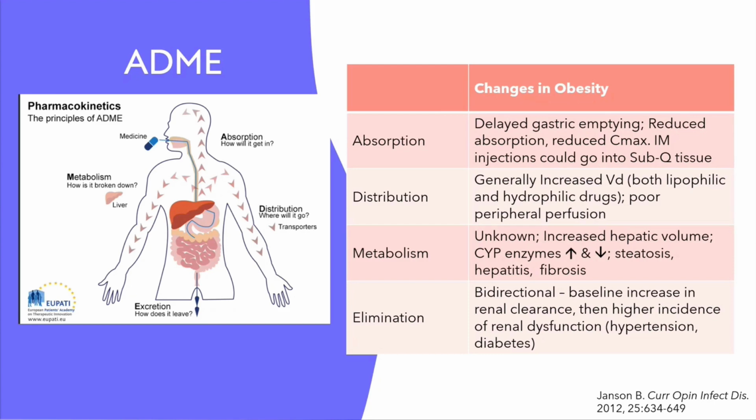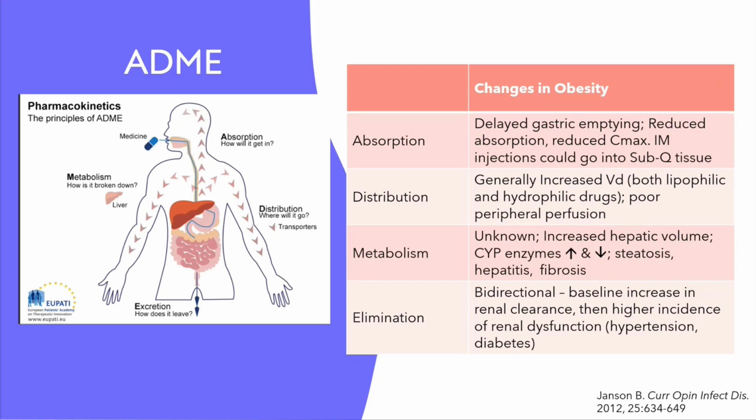Other things that we also take into account with distribution, other than simply adipose tissue, is also just increased blood volume, increased cardiac output, and then also having poor peripheral perfusion. So we sort of have some competing factors as well when it comes to distribution. So with metabolism then, changes in hepatic metabolism associated with obesity are really largely unknown.